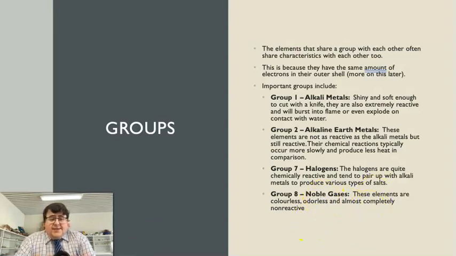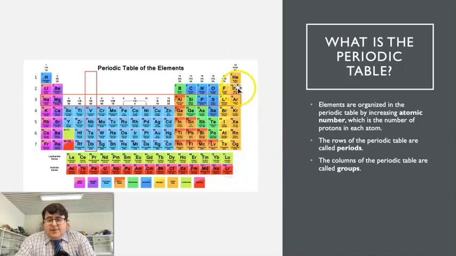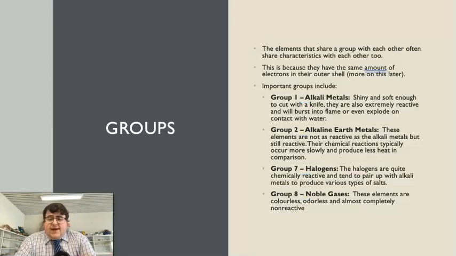Group 8 is the noble gases. So down here, the noble gases: helium, neon, argon, krypton, etc. With our noble gases, they are completely colourless, they're odourless, and they're almost completely non-reactive. Now, they're almost completely non-reactive because they have 8 electrons in their outer shell. Okay, because I've said before, 8 electrons in their outer shell is happy. They don't want to react because they don't want to lose or gain any more electrons, because then they're no longer going to be happy if they do.